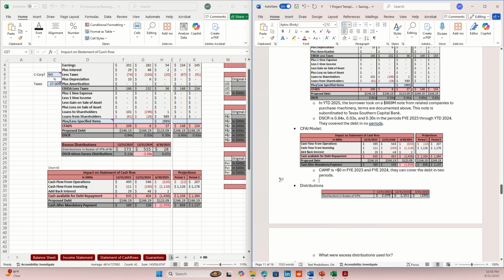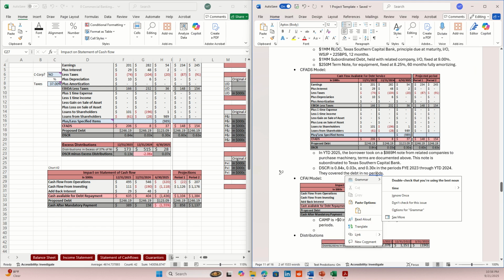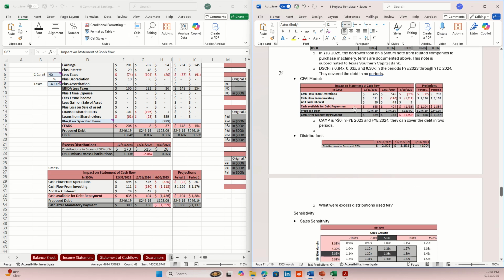Period. Now let's add one more bullet point. In this one, I want you to understand what's going on here and what makes this one different than this one. What makes the CFAI model different than the CFADS model? CFADS is a multiple, which means it's division. CFAI is not a multiple. It's cash after mandatory payment.